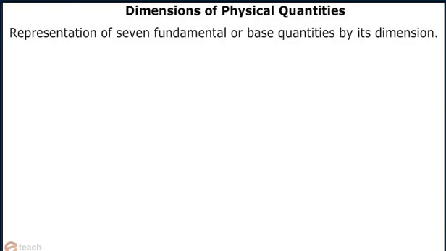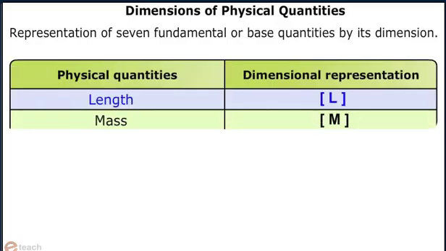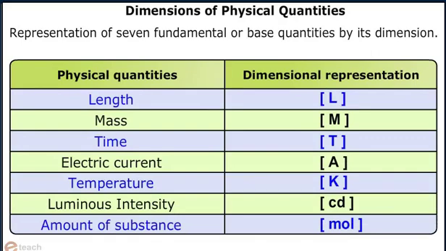Representation of 7 fundamental or base quantities by its dimensions. On the left hand side of this table, we have physical quantities, and on the right hand side, we have dimensional representation. For length, we have capital L written inside square brackets. Similarly, for mass, we have capital M. For time, we have capital T.